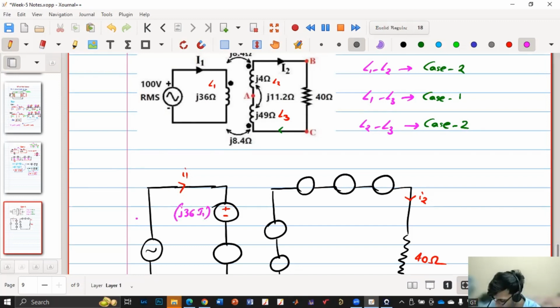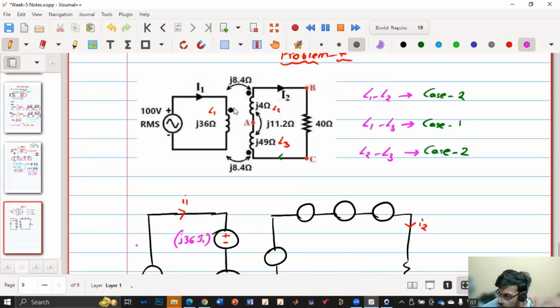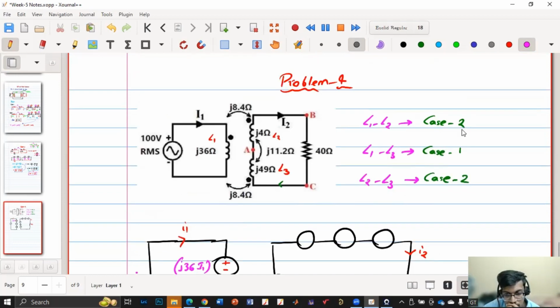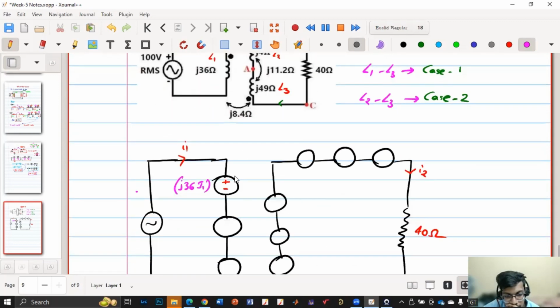Okay. Now, how about the polarities? It is very simple. Those cases which fall under case 1 have same polarity. Those elements which fall under case 2 have opposite polarity. So L1 and L2: will they have the same polarity as this one or opposite polarity? It is case 2, one is entering, one is exiting. So opposite polarity. You are right. So this is minus, this is plus.